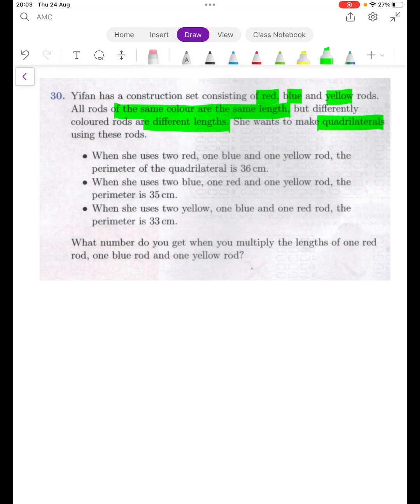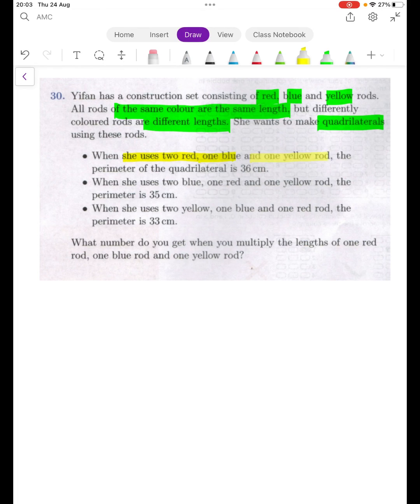All right, she wants to make quadrilaterals using these rods. Remember, they are using the word quadrilaterals, so it can be all same, all different. It can be trapezium, parallelogram, rectangle, square, anything. It just requires 4 sides. So 4 of these rods will join together to make a quadrilateral. It does not depend on the length of them. Now, there are some clues that they have given.